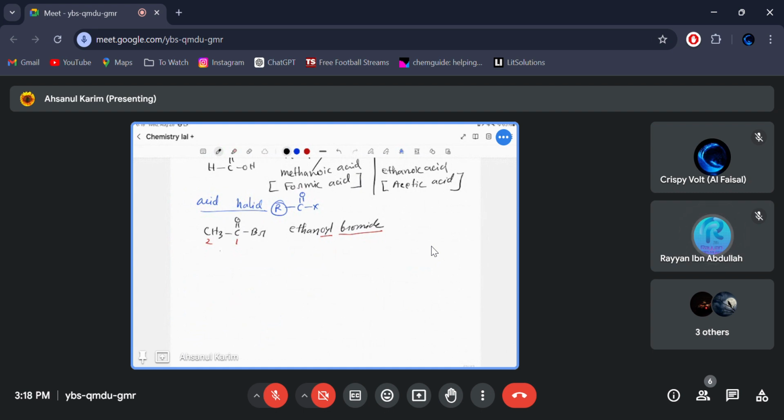Okay. Now acid amide. Acid amide কেমন ছিল? R C O NH2. Correct? It is very easy. For example, I have this one. CH3 C O NH2. So numbering would be 1 and 2. So the name will be ethane amide. That's it. Ethane amide. Clear?